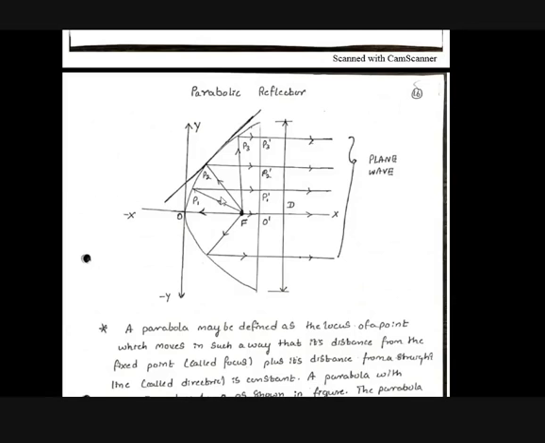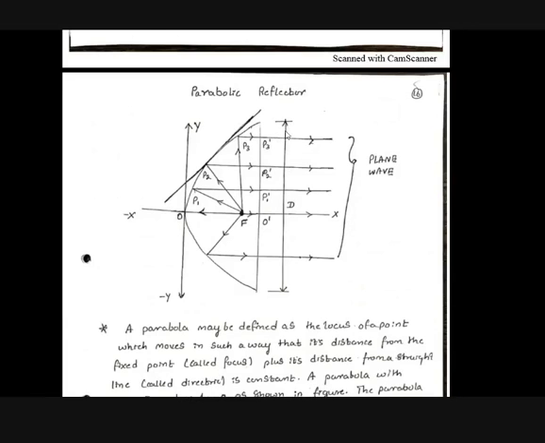What is going to happen here? Whatever the reflected waves are, those are all parallel to what here? The parabolic axis. Remember, all of this which has been reflected is parallel to the parabolic axis. All the waves originating from this particular point called the focus will be reflected. All the rays are parallel to the parabolic axis, reaching the aperture.